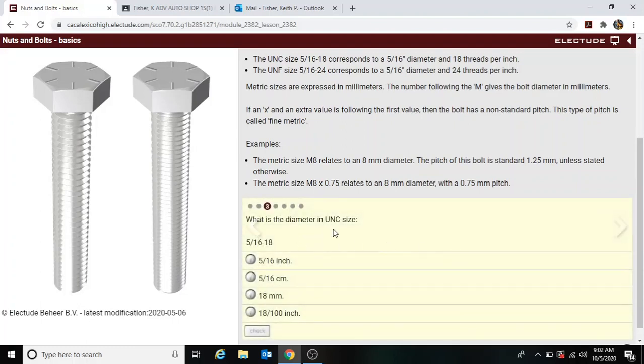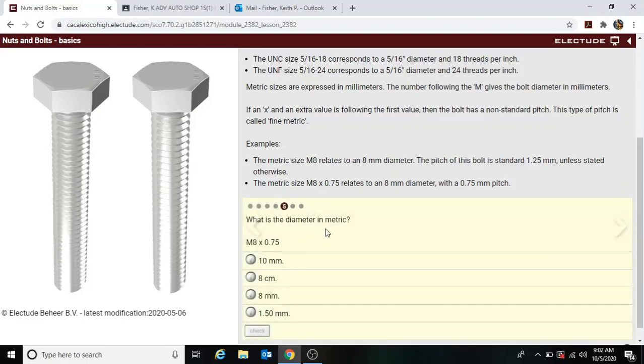What is the diameter of UNC size 5/16-18? Well, 5/16 is the diameter in inches. What is the pitch? Well, right here is the pitch. So it's 24 threads per inch from what we read.